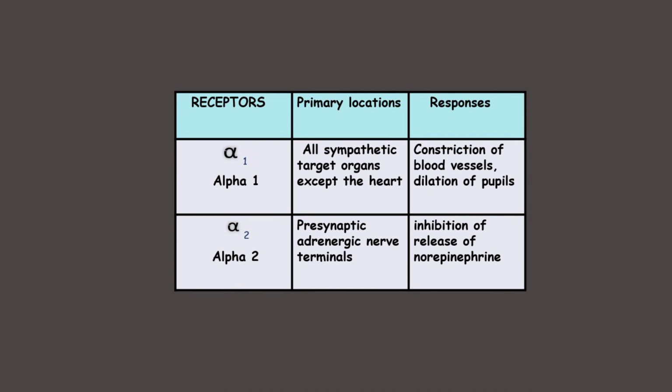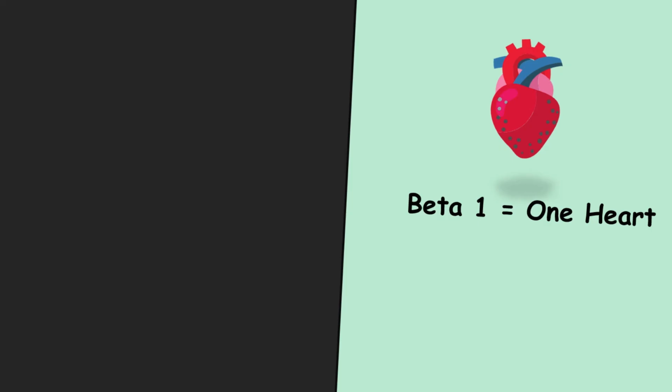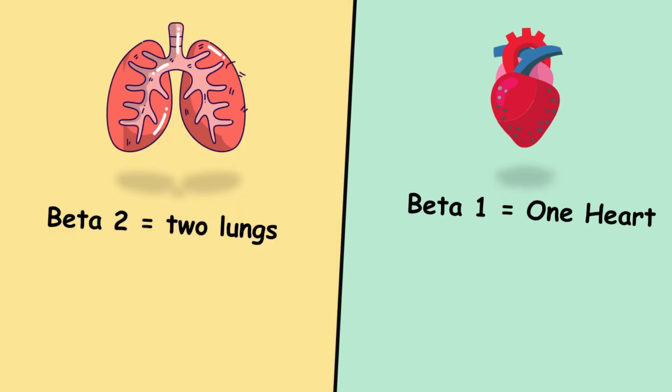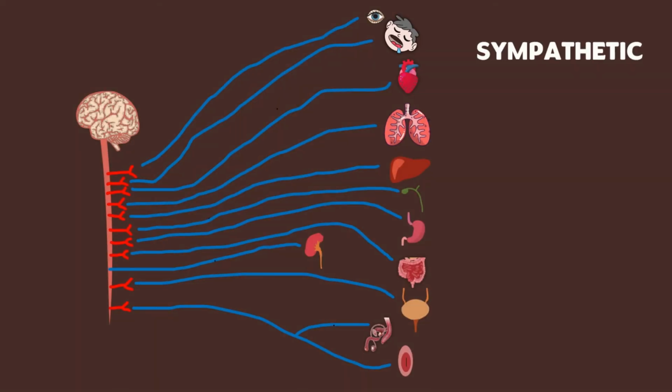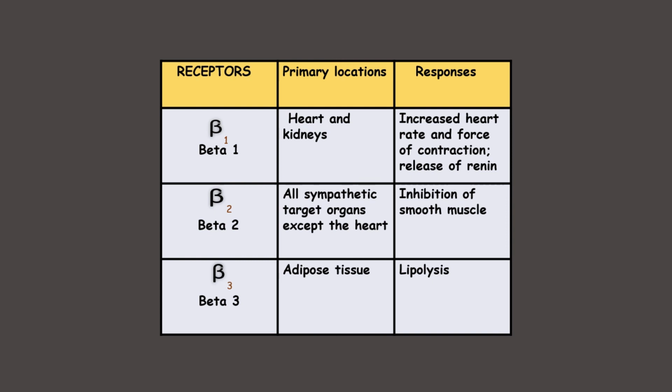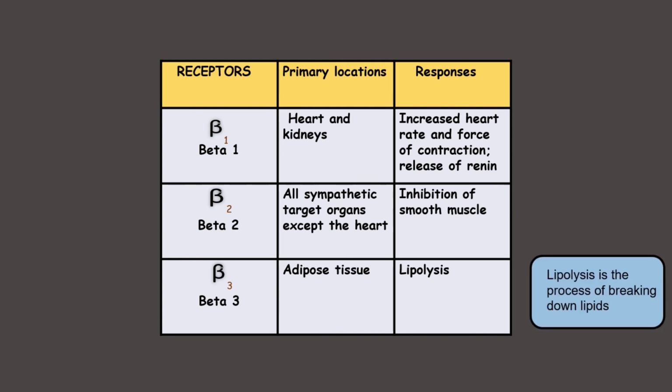We have one heart, and that is where beta 1 is located. So beta 1 is one heart, and also we have two lungs, that is where beta 2 is located. Beta 2 is for two lungs. Beta 1's primary location is the heart and kidneys, and the response generated is increased heart rate and force of contraction and release of renin. Beta 2's primary location is all sympathetic target organs except the heart, and the response activated is inhibition of smooth muscle. Now beta 3's primary location is the adipose tissue, and the response is lipolysis.